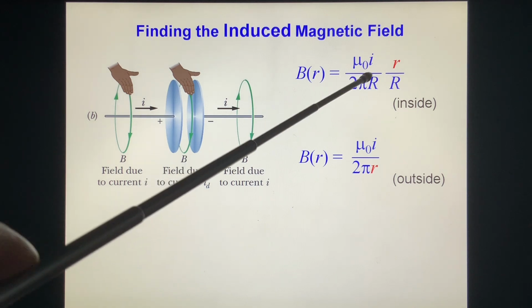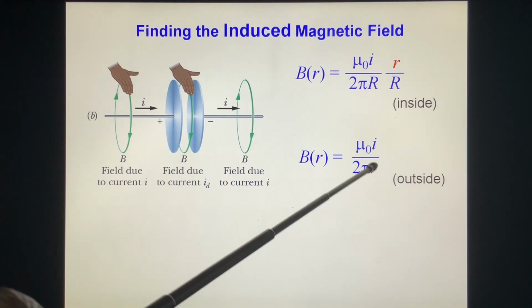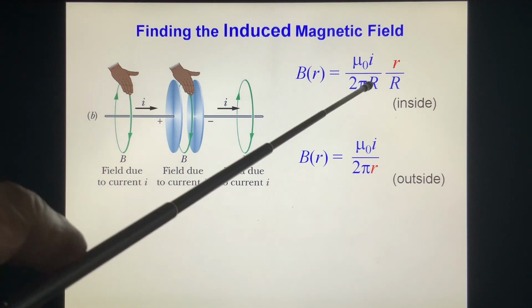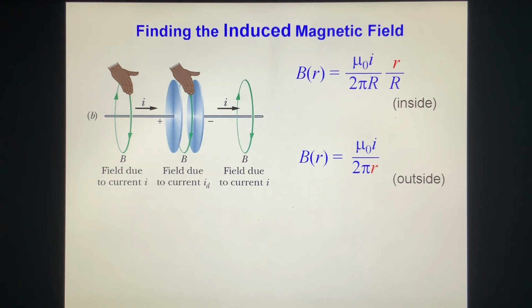So we know the biggest B is mu 0 I over 2 pi R, because this R is the largest one. So this one is smaller than this one. This is the biggest B. Inside, I put the ratio.